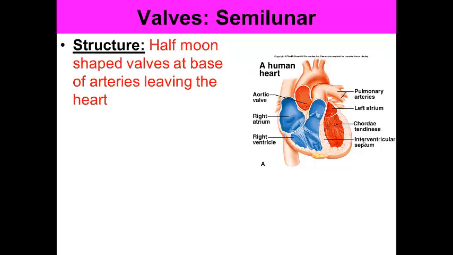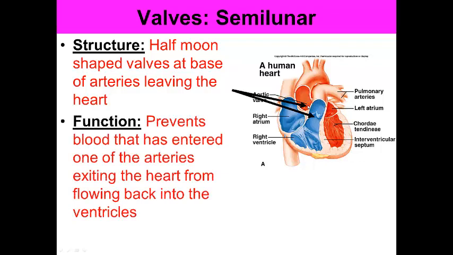What is the job of those semilunar valves? The semilunar valves are half-moon-shaped valves, and that's why they call them semilunar, that are at the base of the arteries as it's leaving the heart. So you have a semilunar valve with your pulmonary artery, and you have a semilunar valve with your aorta. What it does is it prevents the blood, again, from returning to the heart, from flowing back into the ventricles after it has left the heart. So again, it acts the same way as those valves in veins did, and it stops backflow.